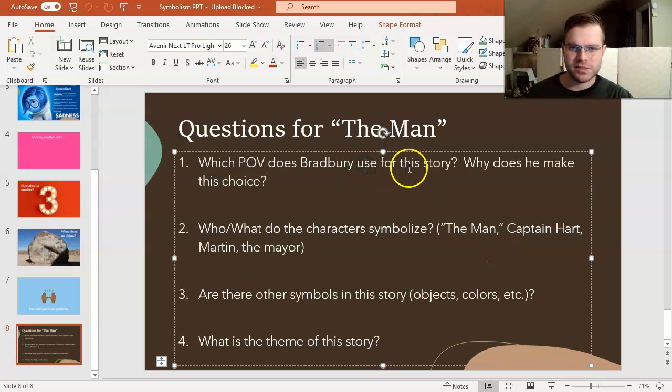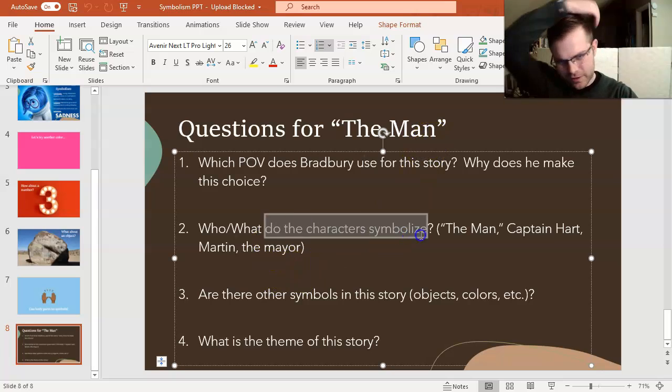Something to note, maybe you noticed a couple of times where Captain Hart is at a loss for words. He would say things like, "That man, it couldn't be," and then he cuts off his thoughts right there. That's because he's about to reveal who he thinks the man is. Ray Bradbury doesn't want to spoil that for us as readers because it keeps the suspense going.